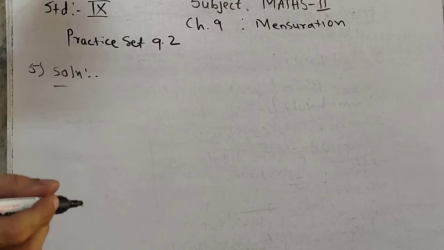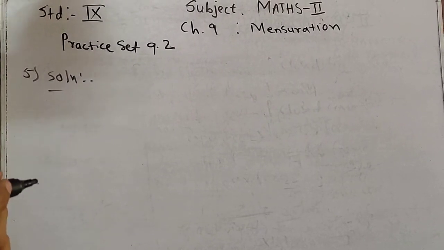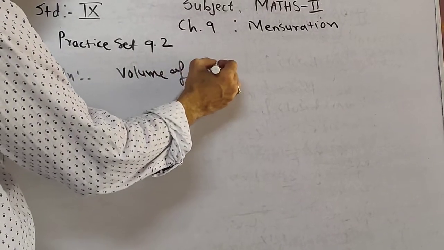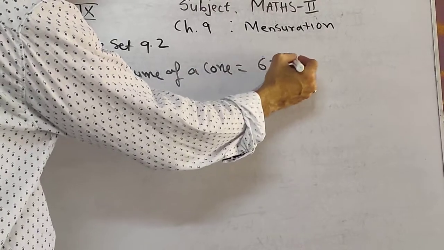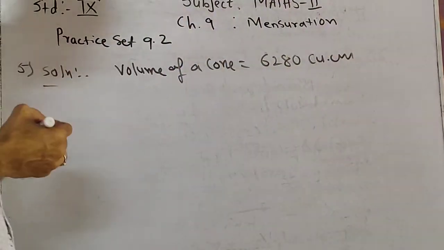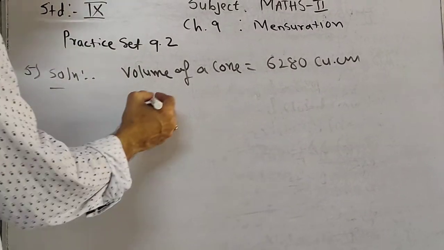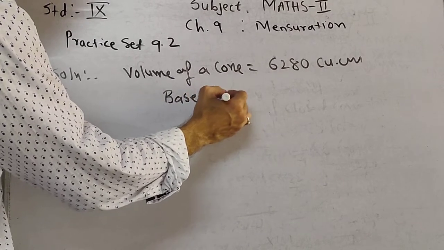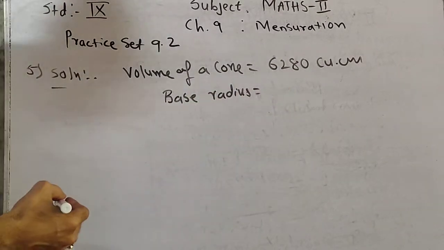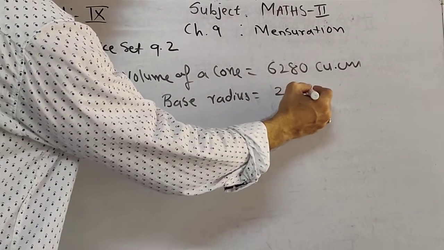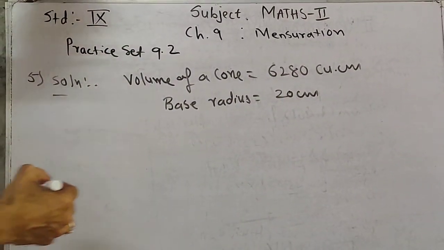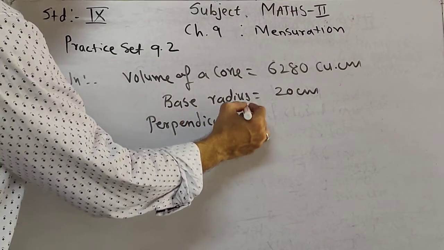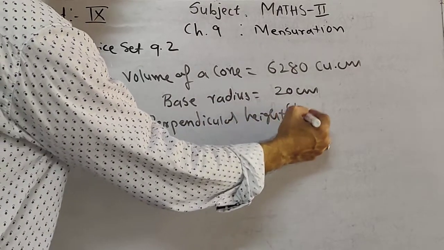Okay. Now come to sum number 5. In sum number 5, the volume of a cone is given as 6280 cubic centimeter. Okay, volume is in cubic. The base radius is 20 centimeter. Find its perpendicular height. You want the perpendicular height, meaning h.